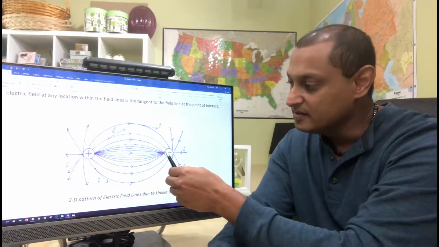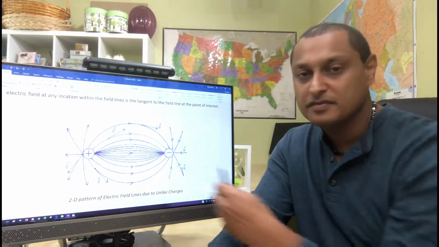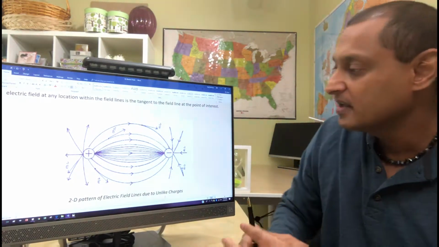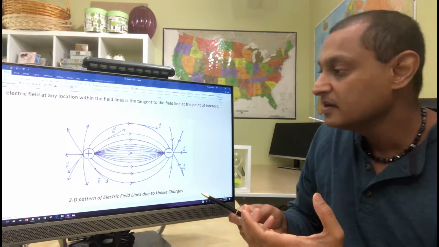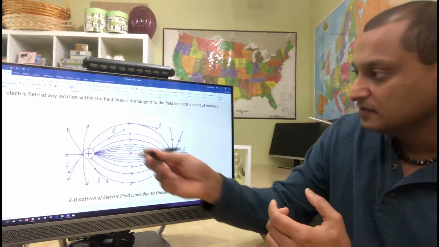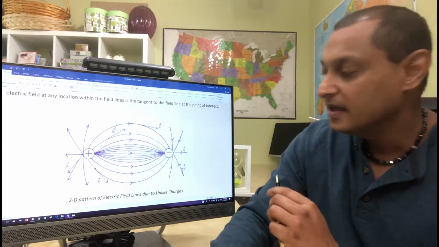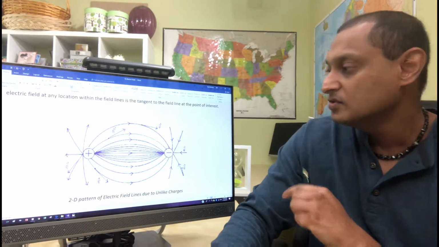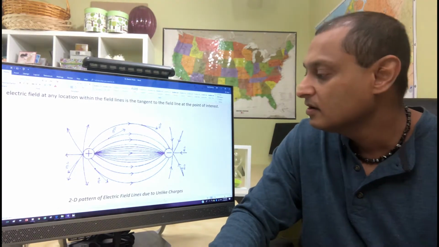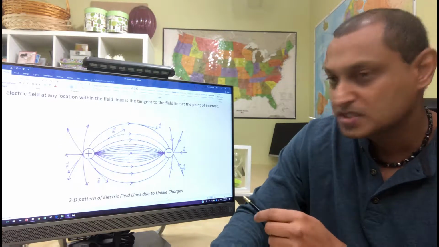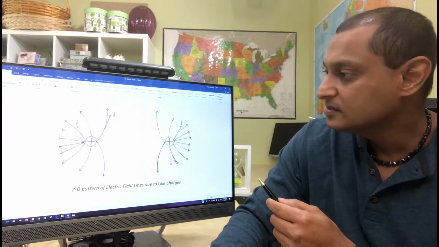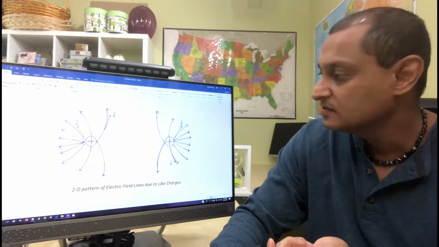And wherever the density is greatest, that's where the field strength is greatest. So we can get the field strength just by simply eyeballing the density of the field lines, and the direction of the field by looking at a tangent to the field line at any point of interest. And so this was for two opposite charges, positive and negative. This is for two similar charges, two positive charges.